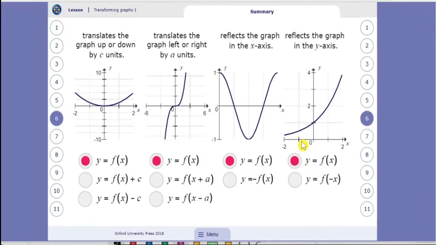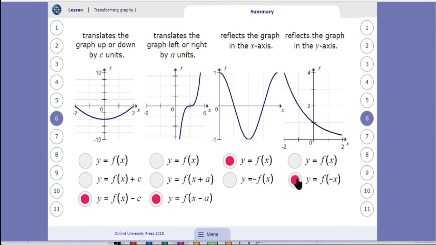Okay, so we summarize. If you are adding or subtracting in the output, you are translating it up or down. If you are adding or subtracting in the input, you're translating it forward or backward, but the way of remembering is the opposite way. If it is x plus a, it will move backwards, and if it is x minus a, it will move forwards. When you are reversing the sign of the output, it's reflection in the x-axis, and when you're changing the sign of the input, it's reflection in the y-axis. So these four transformations are what we have done so far.